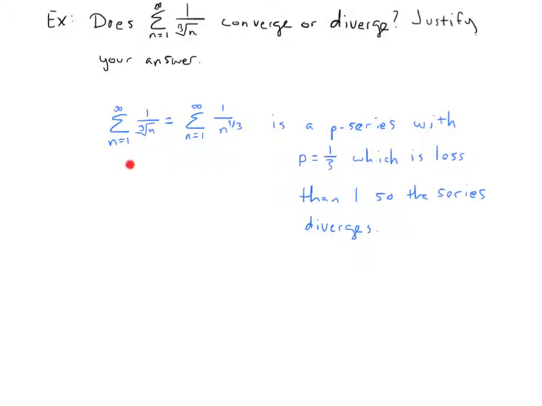So we have this series. It maybe doesn't look like a P series, but we can rewrite the root as a power. So now we have 1 over n to the 1/3, and that is a P series because I have n raised to a power. So P is equal to 1/3, and 1/3 is less than 1, which means that our series diverges. And that's all we have to say about that. We don't have to worry about a sum or anything, especially because it's diverging.